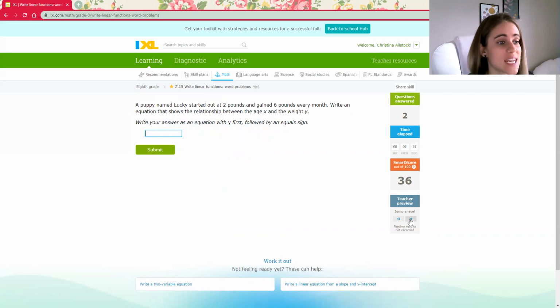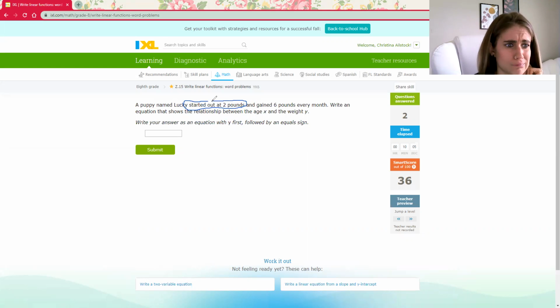All right, a puppy named Lucky started out at 2 pounds and gained 6 pounds every month. Write an equation that shows the relationship between age X and the weight Y. All right, that was our first read through to get the gist. Let's read it again and find that key information. All right, so it started out at 2 pounds. So if it's starting at 2 pounds, that kind of makes a trigger go off in my brain that, ooh, that's a constant, because that's the weight that the puppy started at.